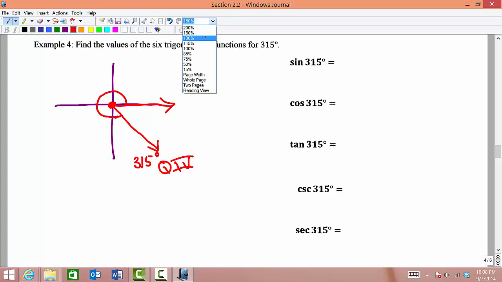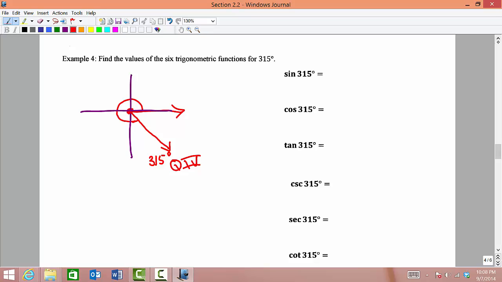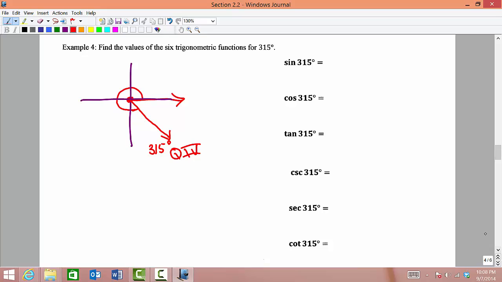So, what functions are positive in quadrant 4? Well, that would be cosine and secant. Everything else will be negative, so I can already put my signs in. And the next thing I would like to know is the reference angle.